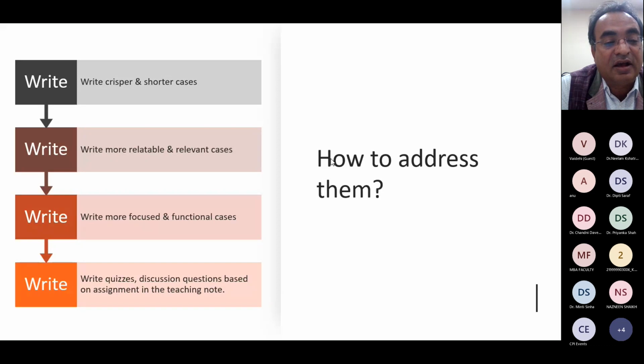You need to write it in a more relatable way, and they need to be extremely relevant, whether it is from the perspective of context, the protagonist, the timeline or the length. You need to make it more relatable and relevant to your audience. Number three, if you want to write shorter cases or crisper cases, then they need to be more focused and they need to be more functional cases.